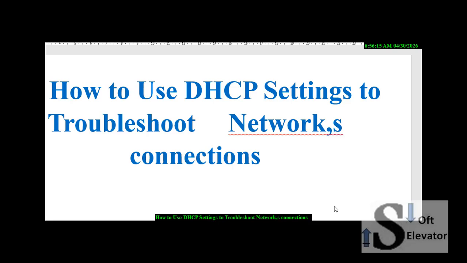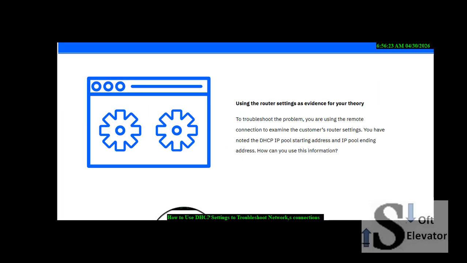Using DHCP settings to troubleshoot network connections. Follow to know how to do this. Here we have a problem in the customer's network: some computers are connected to the internet and some are not.